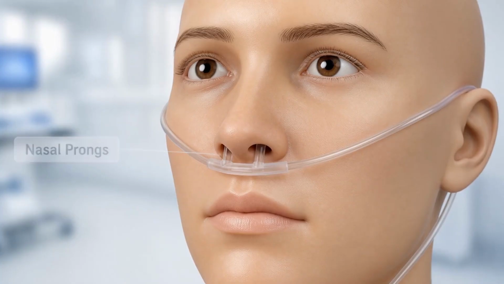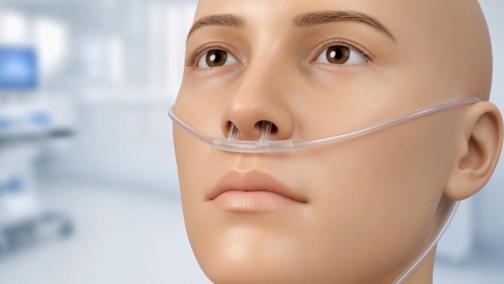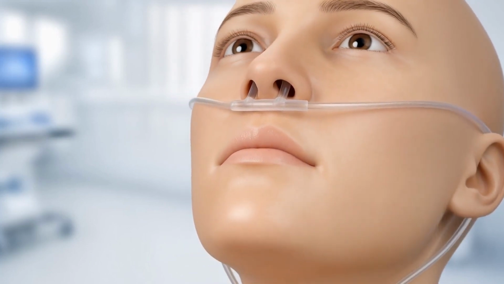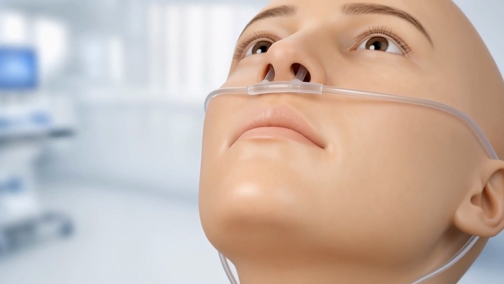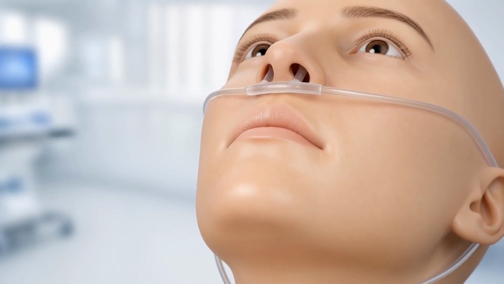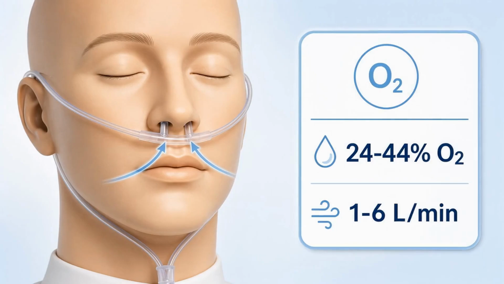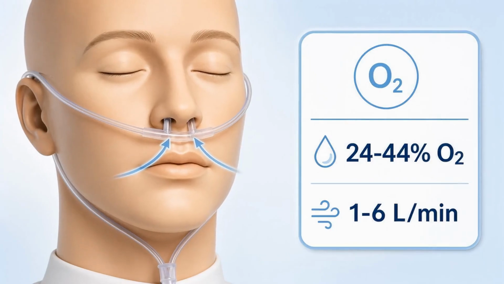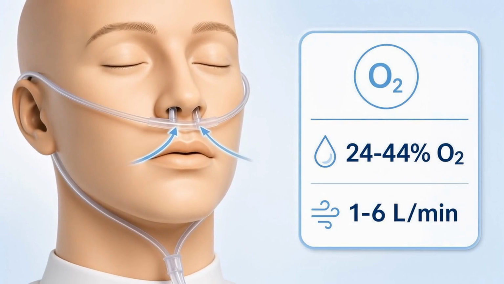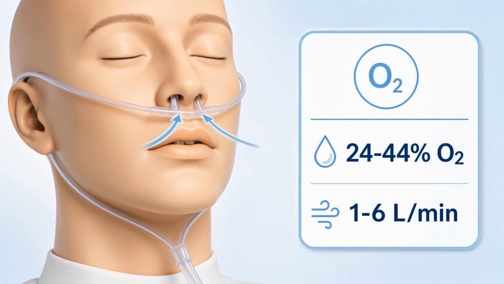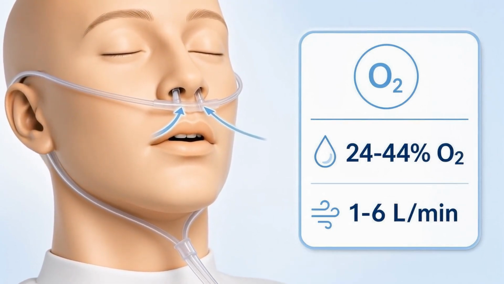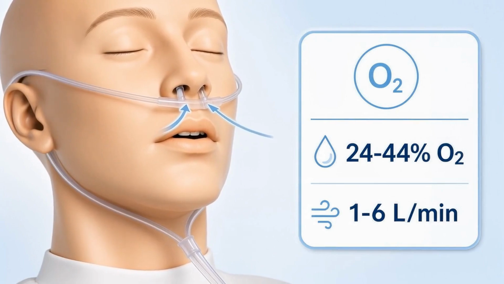First, the nasal cannula is the most common device. It delivers low-flow oxygen through 2 small soft prongs placed inside the nostrils. It provides an oxygen concentration of 24 to 44%. This is achieved with flow rates between 1 and 6 liters per minute.